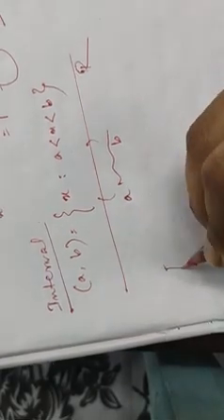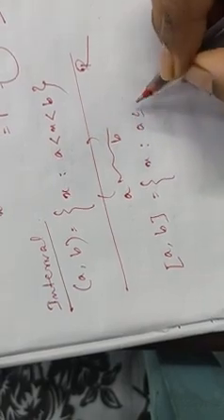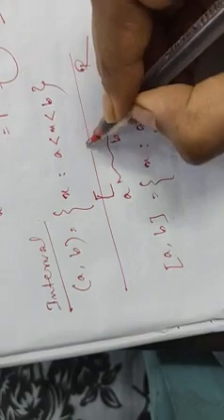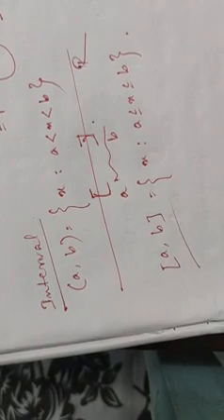And another one is closed interval. This means all such x such that a less than or equal to x less than or equal to b. That is, a and b, both the points are included in that interval. These are the definitions of open and closed interval.